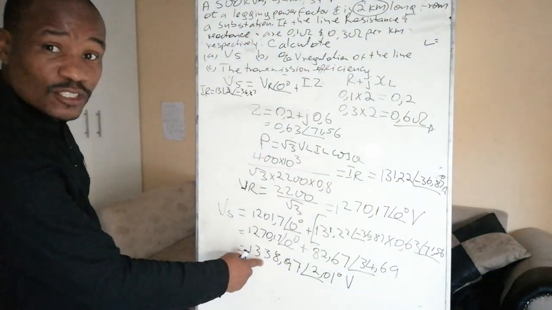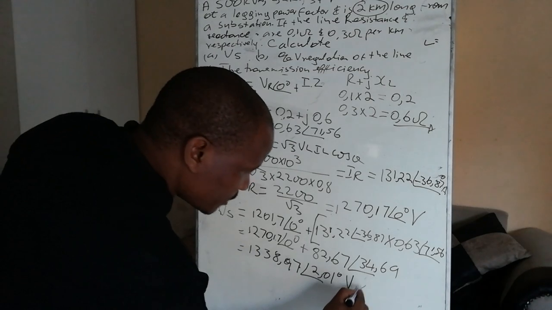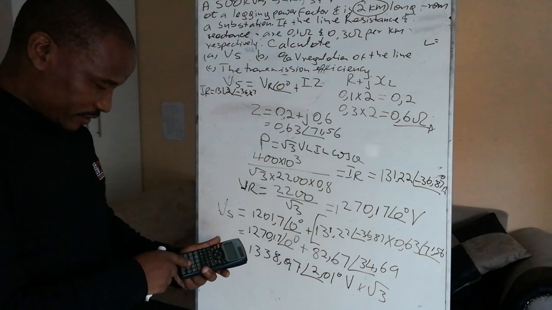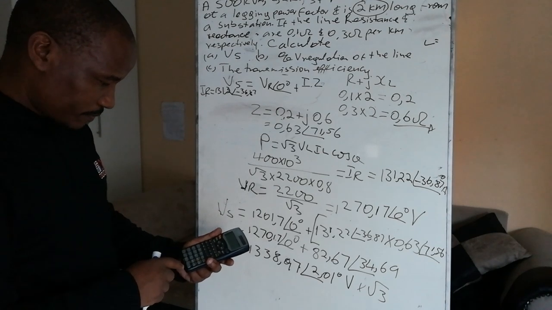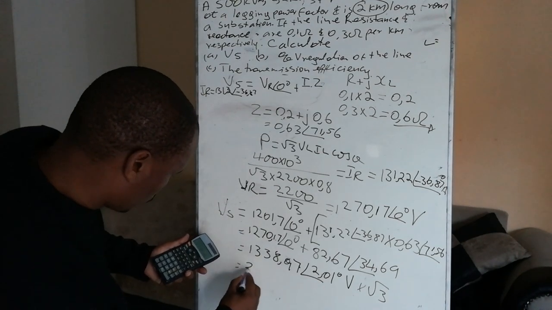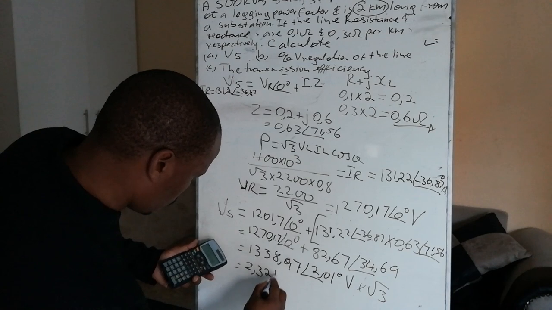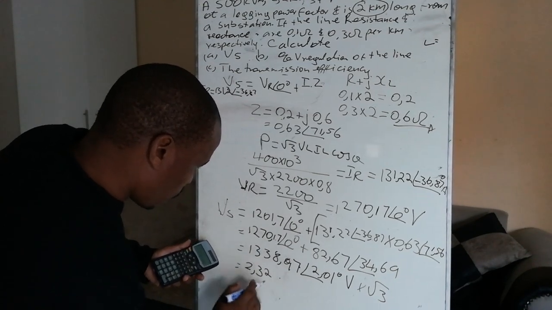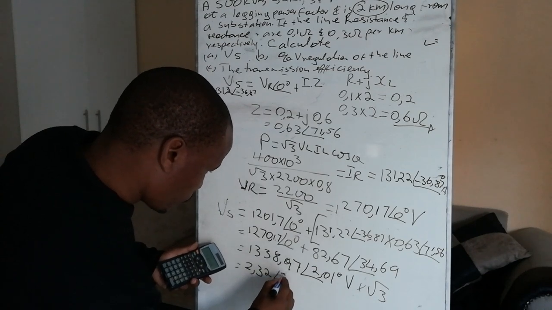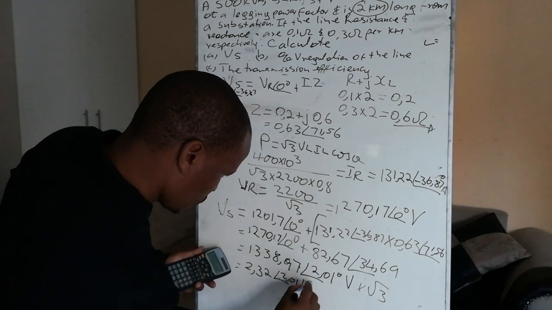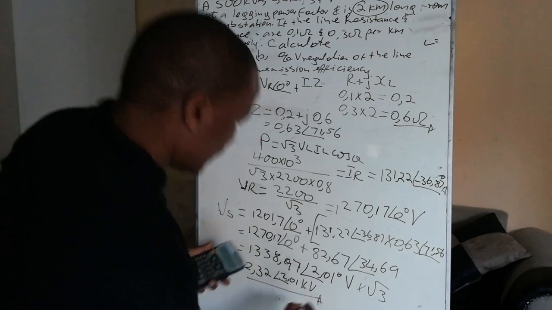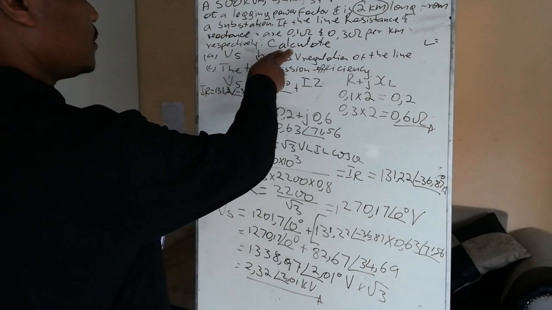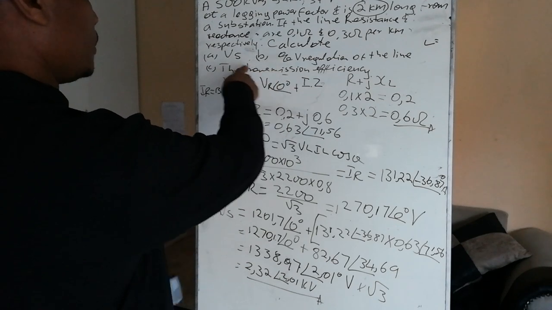Now let's convert it to line value. We multiply by square root 3, multiply by second function square root 3. And we get 2.32 kilovolts. Okay, 2.32 angle of 2.01 kilovolts. That's the line voltage. That's A. Where's A? That's A.